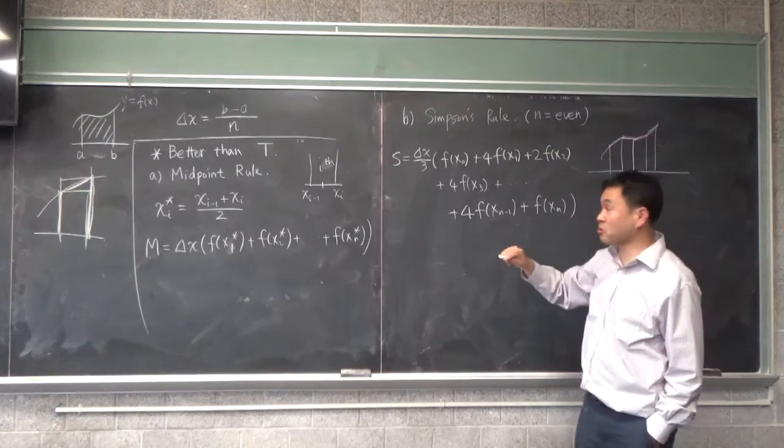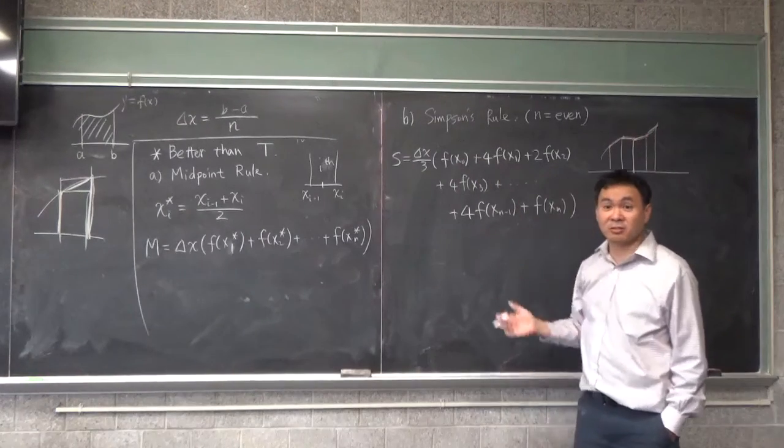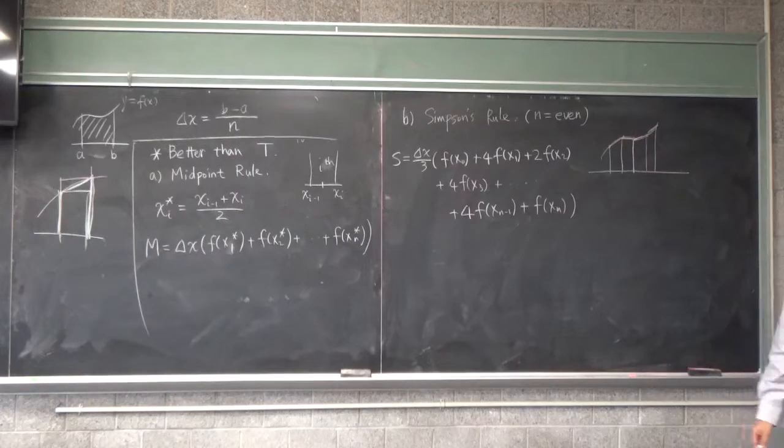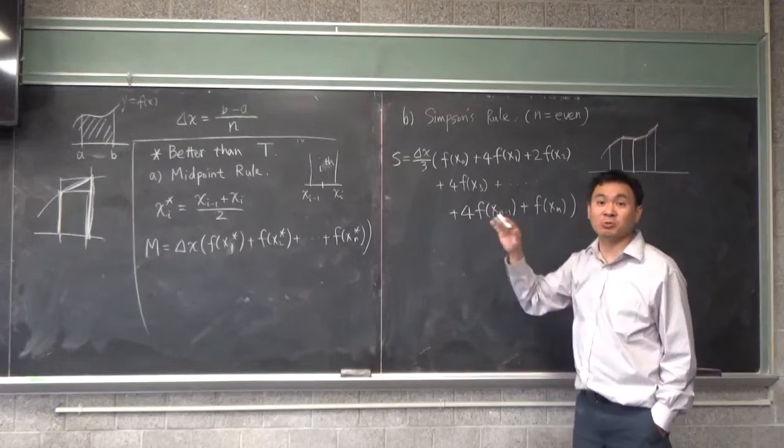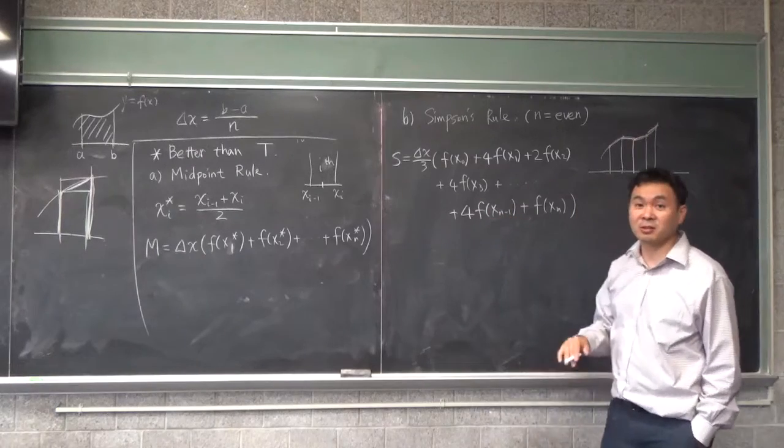Just like the trapezoidal method, the beginning and the end wouldn't have any number in front. Okay? But in the middle, it would be 4, 2, 4, 2, 4, 2. And you divide by 3. That's how you do it.